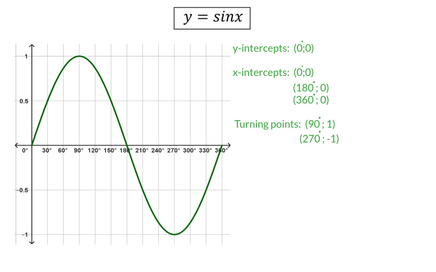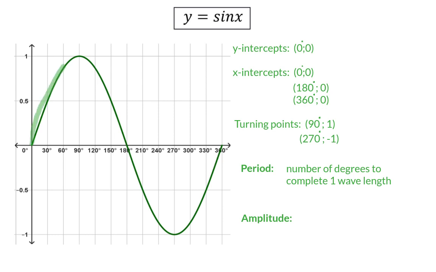Next up, we have two new terms for trig functions. The first one is the period of the graph, and then we also have the amplitude. The period of a graph is the number of degrees that is needed to complete one full wavelength. And we've already seen that the Sine graph takes 360 degrees to complete one wavelength, and then it starts to repeat again. So the period of the mother Sine graph is 360 degrees.